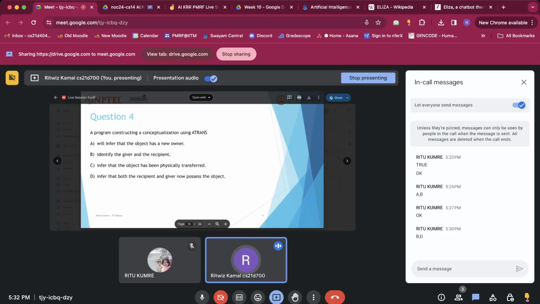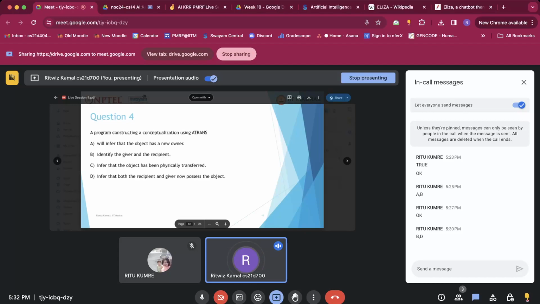Okay, so after the transfer is completed, friend 2 is the new owner of the pencil, right? So by this logic, option A is also correct, right? So this will also infer that the object has a new owner. Now let's talk about options C and D.